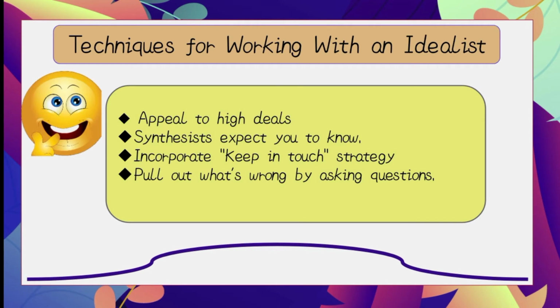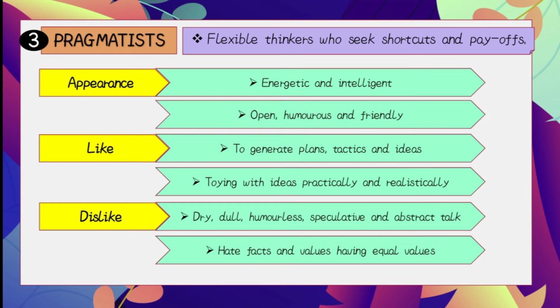The following are the techniques for working with an idealist. Appeal to high ideals. Synthesists expect you to know. Incorporate a keep-in-touch strategy. Pull out what's wrong by asking questions. Number 3 is the pragmatist. They are flexible thinkers who seek shortcuts and payoffs.